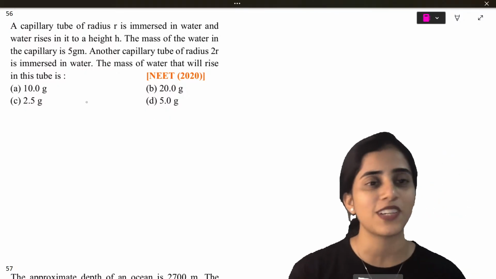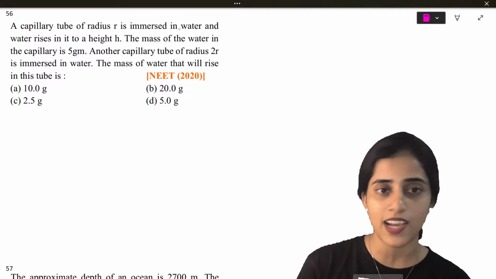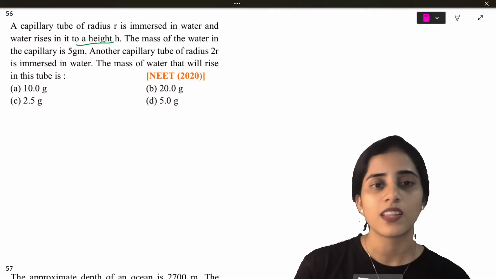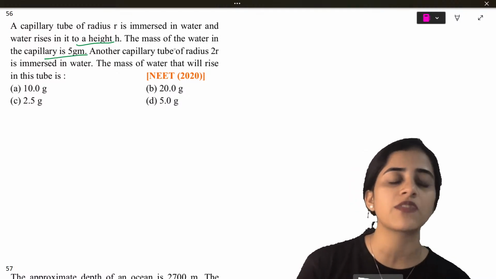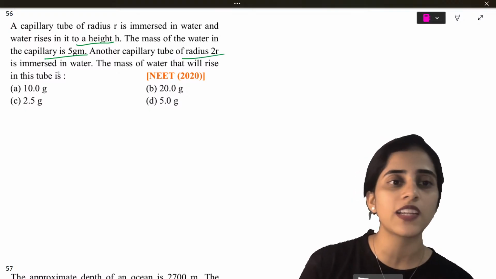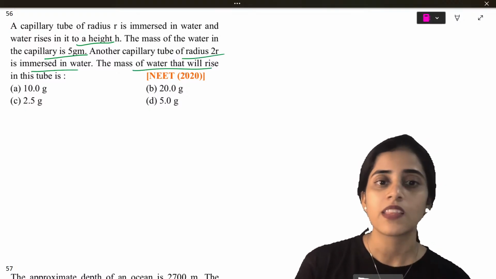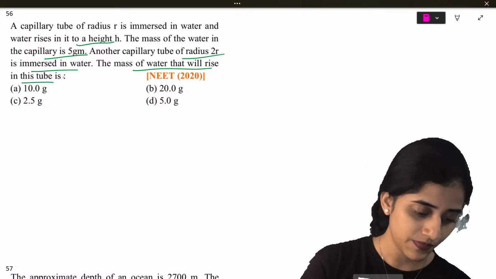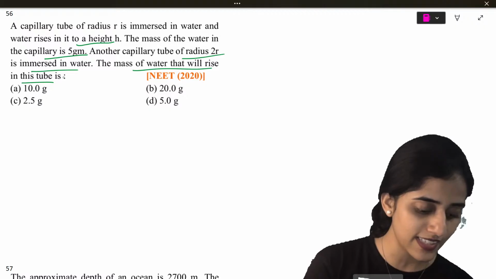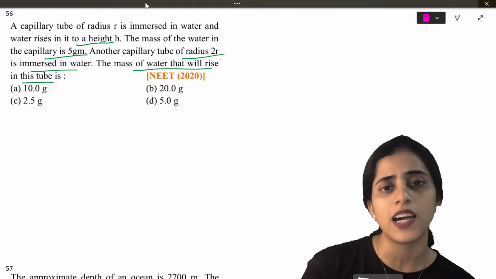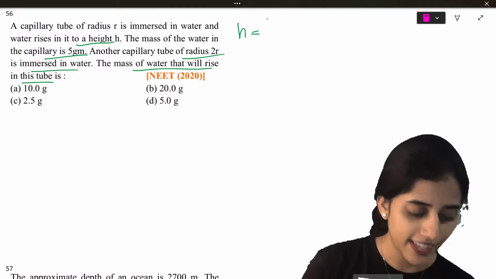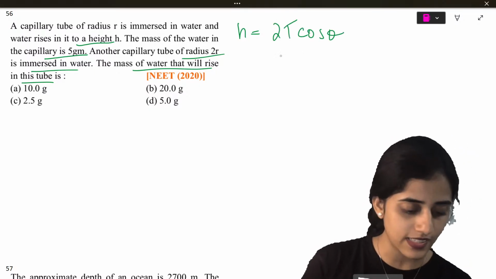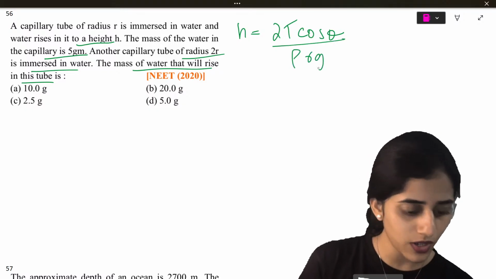Good. Okay, next question. A capillary tube of radius r is immersed in water and water rises in it to a height h. The mass of the water in the capillary is 5 gram. Another capillary tube of radius 2r is immersed in water. How much is the mass of the water that will rise in this tube? So what is the formula? h is equal to 2T cos theta, the whole divided by rho r g.